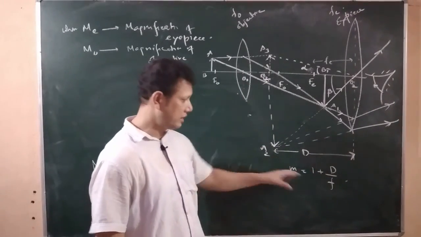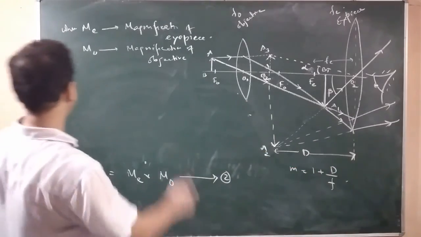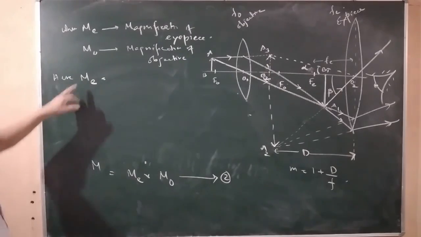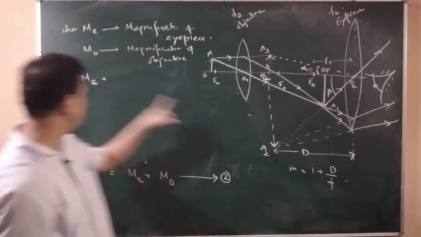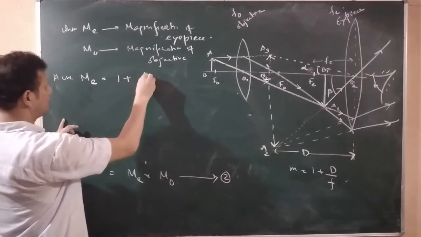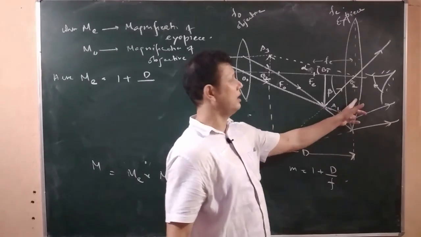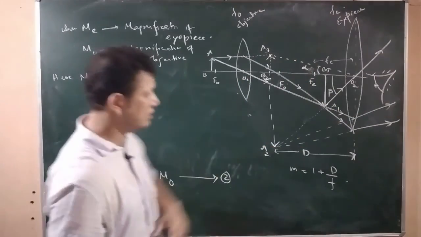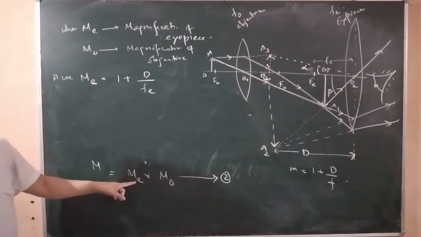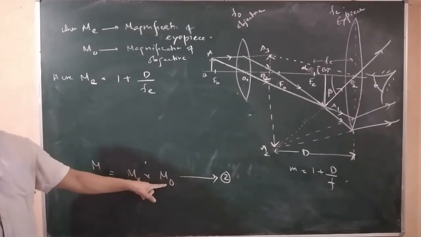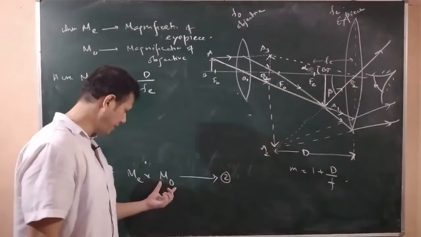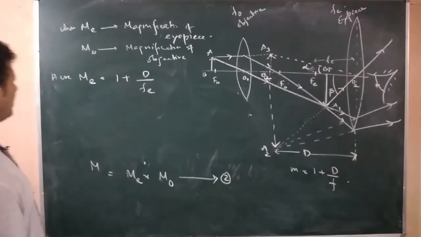So ME, the magnification of the eyepiece, according to that formula will be 1 + d/fe, where fe is the focal length of the eyepiece. So we have got ME. What remains to be found is M0, the magnifying power of the objective lens.